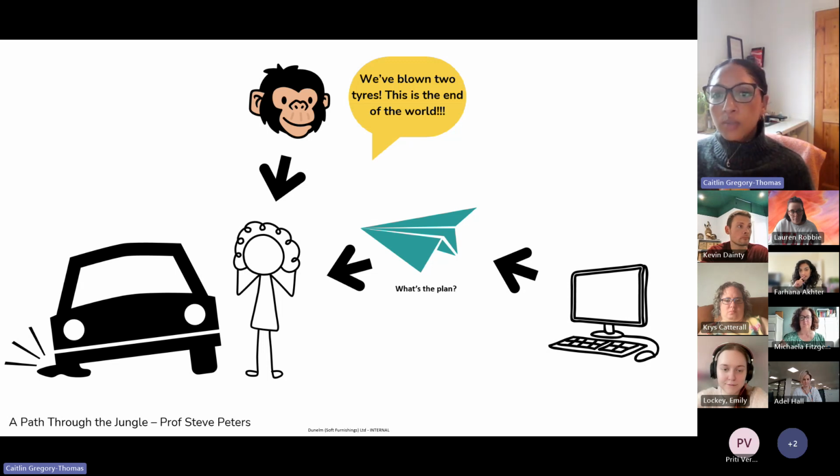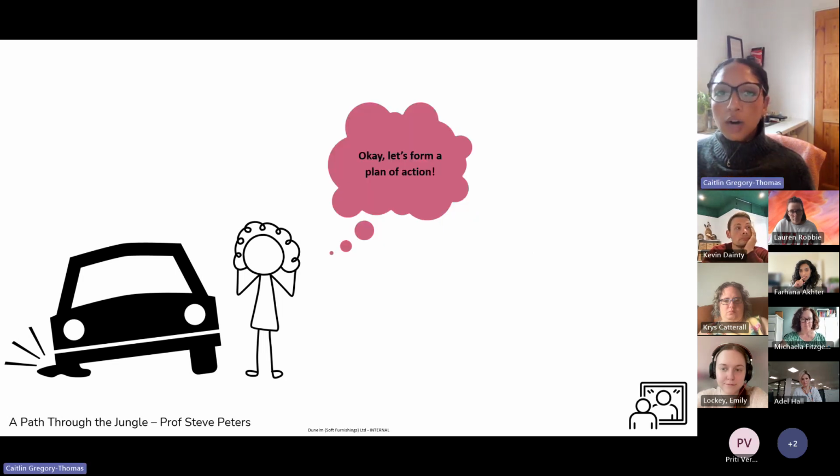However, Lara's programmed her computer with a response for any setback that says, what's the plan? So Lara's able to snap out of her emotional response. The emotional response will come first because the chimp is first and fastest, but then programming the autopilot can help break out of that. So then she's able to get to an action that is actually helpful for her.